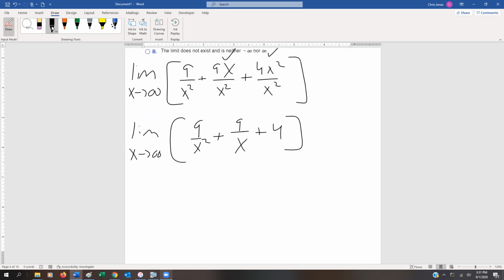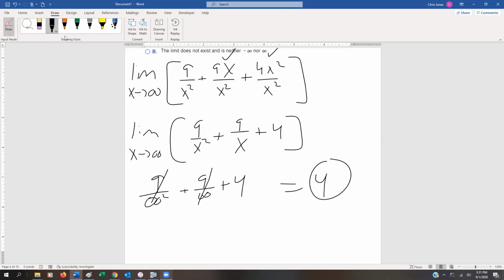And by substitution, we get 9 over infinity squared plus 9 over infinity plus 4. Now, remember that anytime you have infinity in a denominator and the numerator is a constant, those are just going to go to 0. So this is just going to end up being 4.